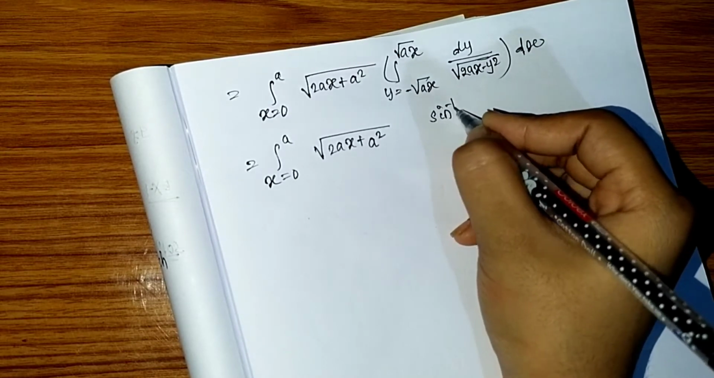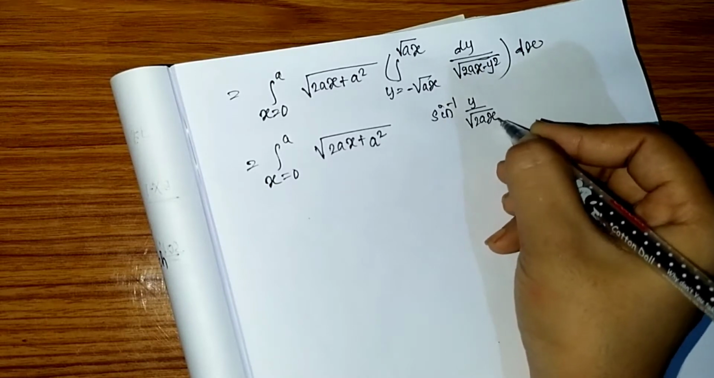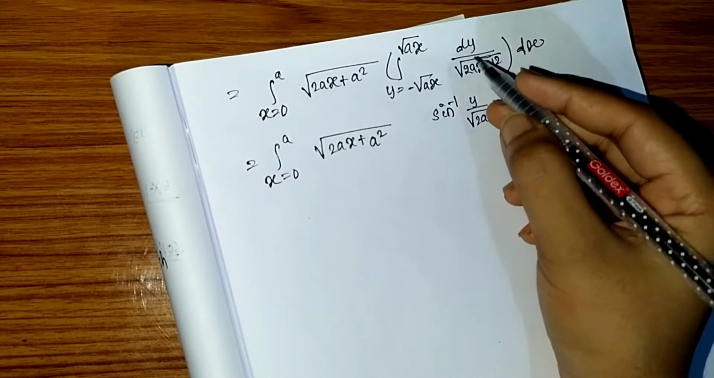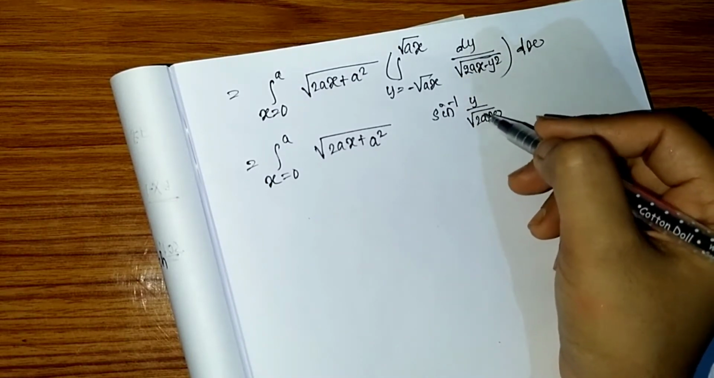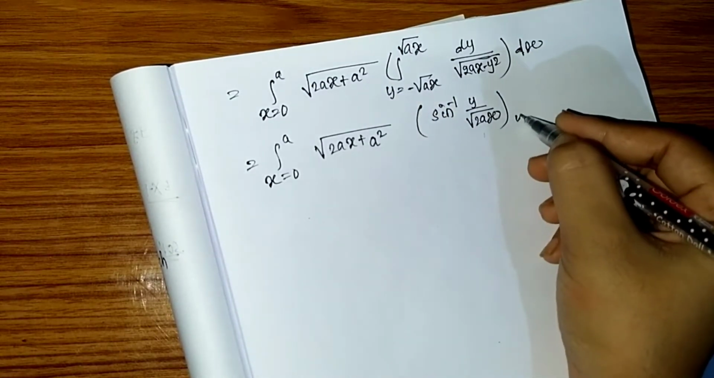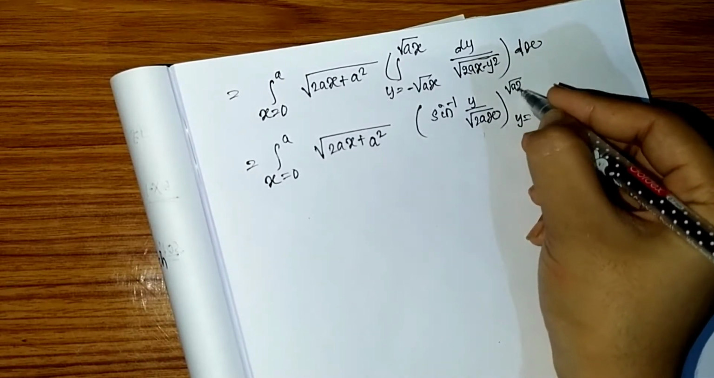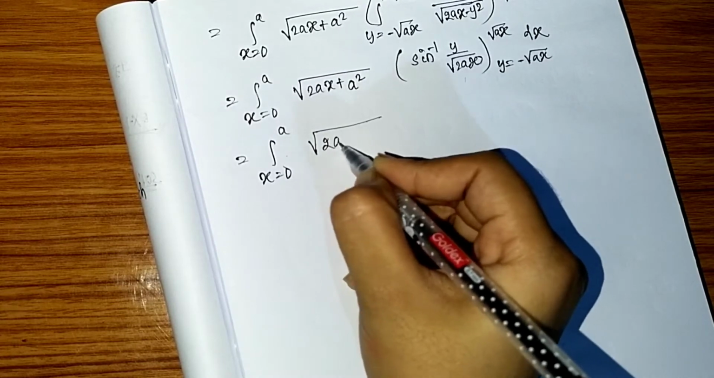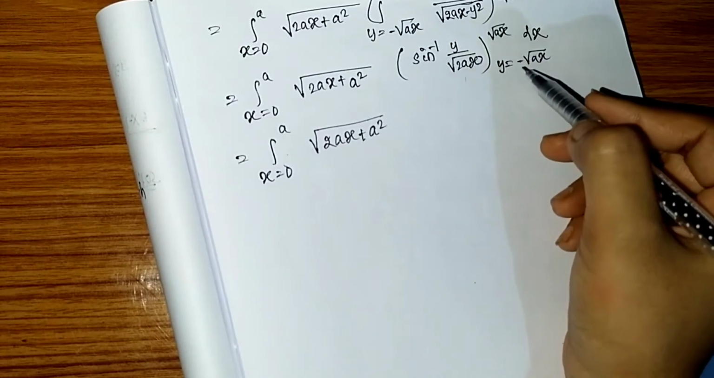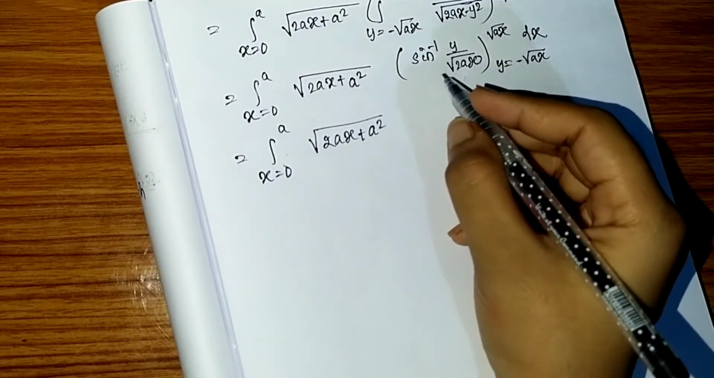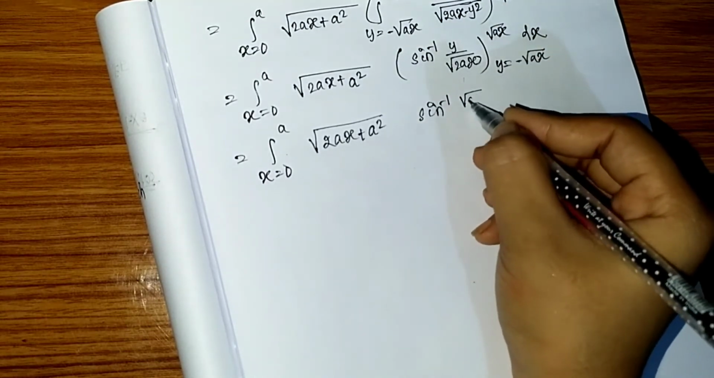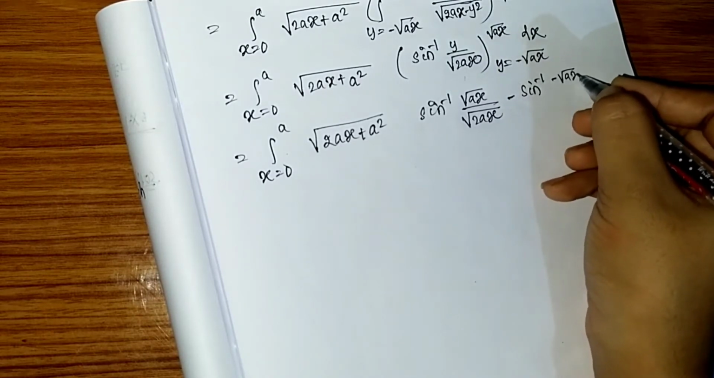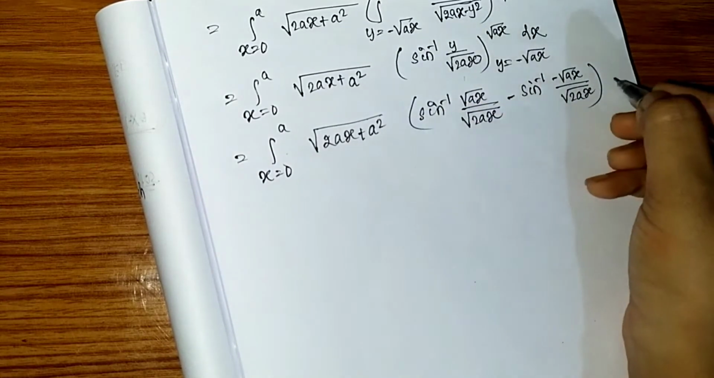This integration gives sine inverse of y divided by root over 2ax, because here x is constant. So that is x from 0 to a, root of 2ax plus a square, into sine inverse of y divided by root 2ax, with y limit from minus root ax to plus root ax. First we put the upper limit, then the lower limit: sine inverse of root ax divided by root 2ax minus sine inverse of minus root ax divided by root 2ax, dx.